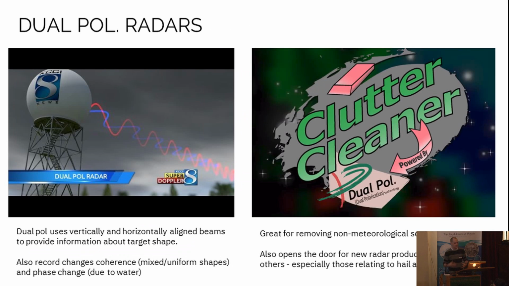So having all this information about what is precipitation is really good for removing what isn't precipitation. So dual pole cleans out all of that clutter which we previously had due to bugs, birds, ground, and various other sources. And not only that, it opens the door to new products and improving our existing products, especially for hail and water-related retrievals.